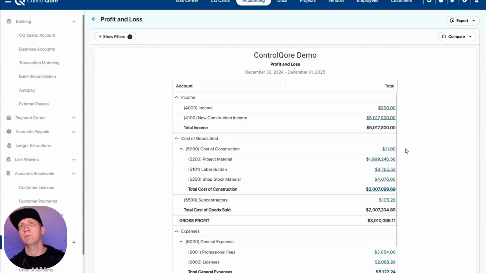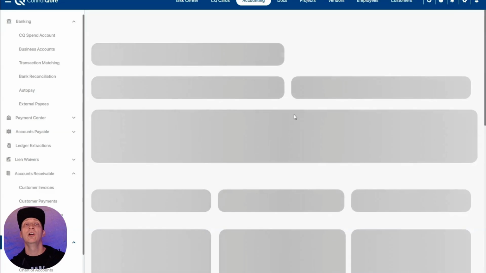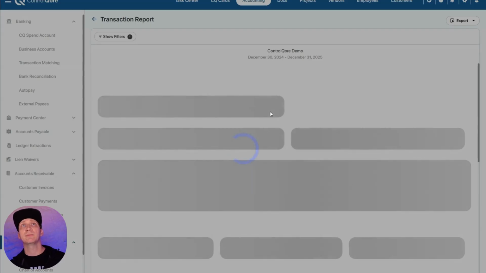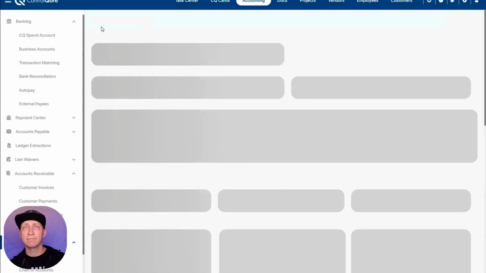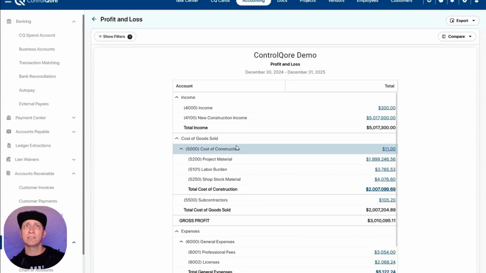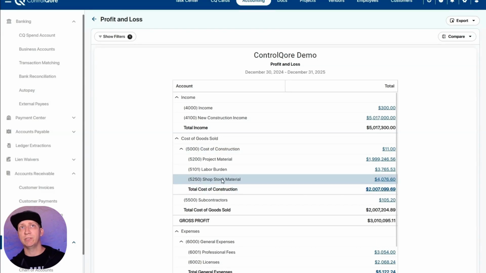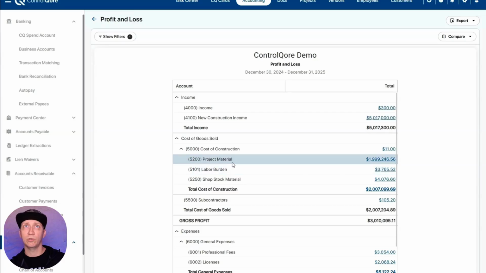So, again, we see $11 put to the wrong code. We can click on that, figure out what invoice was put to the wrong place, what happened. We can move it. It looks like it was just a gas receipt, right? So maybe it was a cost of construction and it just didn't get put to the fuel cost of goods sold or the equipment cost of goods sold or whatever you decide to put it on.